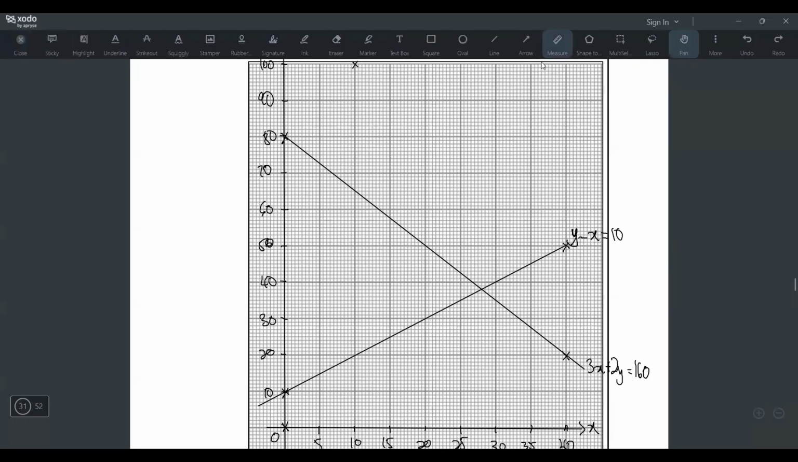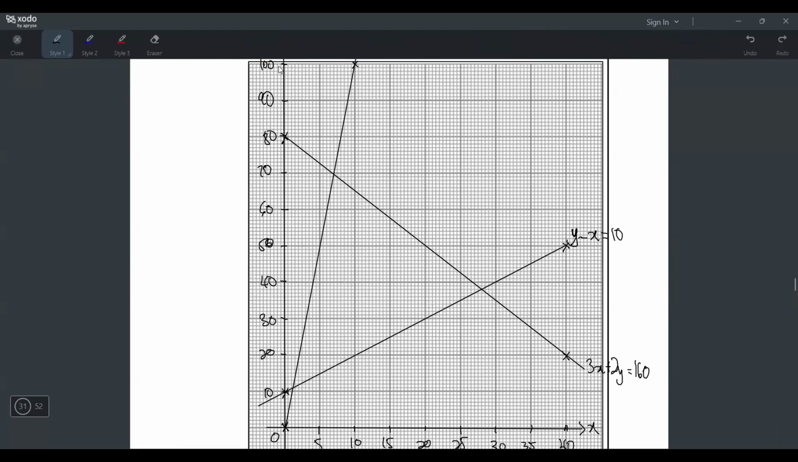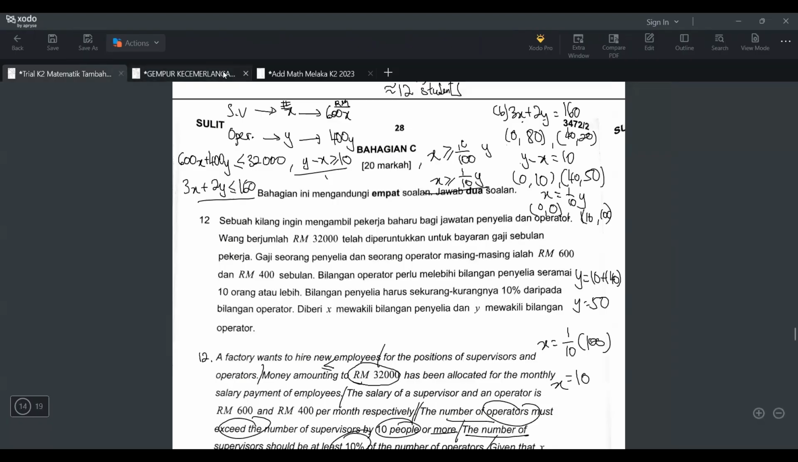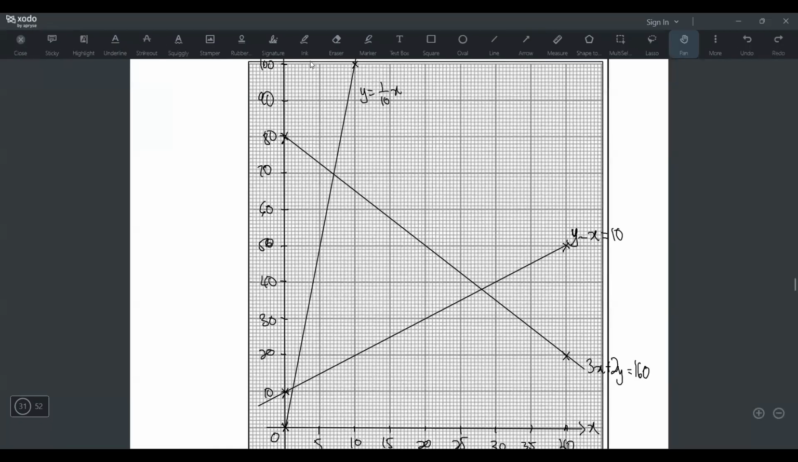Okay, now we can draw the line. So just join them, and then you write the equation. Okay, what's the equation of this line? Y equals 1 over 10x. Bukan lah. No, no, no, no. This one is x equals 1 over 10y. Sorry, sorry. X equals 1 over 10y. Okay, so this is the equation of the three lines.